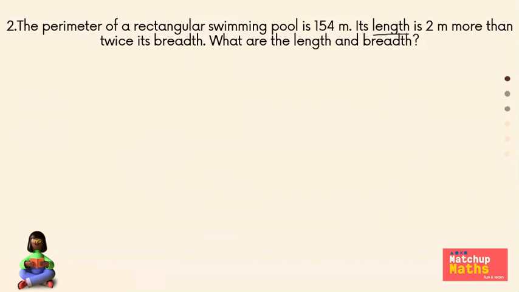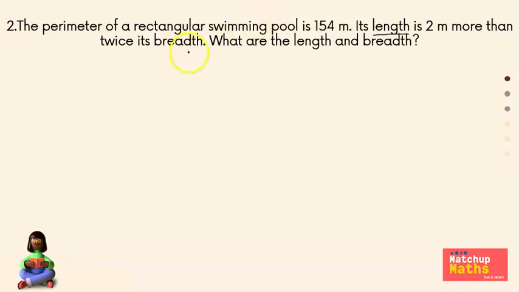The second question is, the perimeter of a rectangular swimming pool is 154 meter. Its length is 2 meter more than twice its breadth. What are the length and breadth? See, here we don't know the length as well as the breadth. But we cannot take both of them as x. Why? Because our swimming pool is of rectangular shape and it does not have the same length and breadth. Why? Because we are given that the length is 2 meter more than twice its breadth.